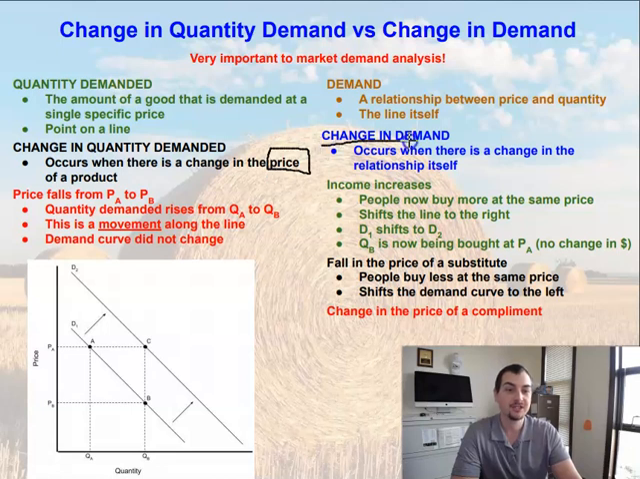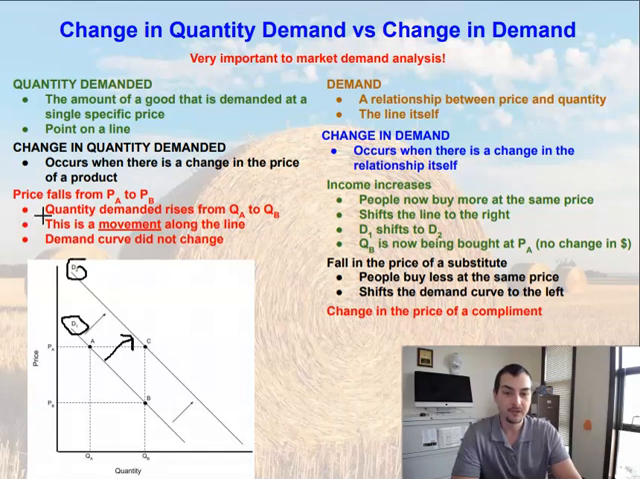Now, what about a change in demand? A change in demand occurs when there is a change in the relationship itself. There was a demand relationship here, but then we create a brand new demand relationship out here. We created a brand new line. The change as we move from D1 to D2 is a change in the demand relationship. It is a change in the line. It's a shift in the demand.